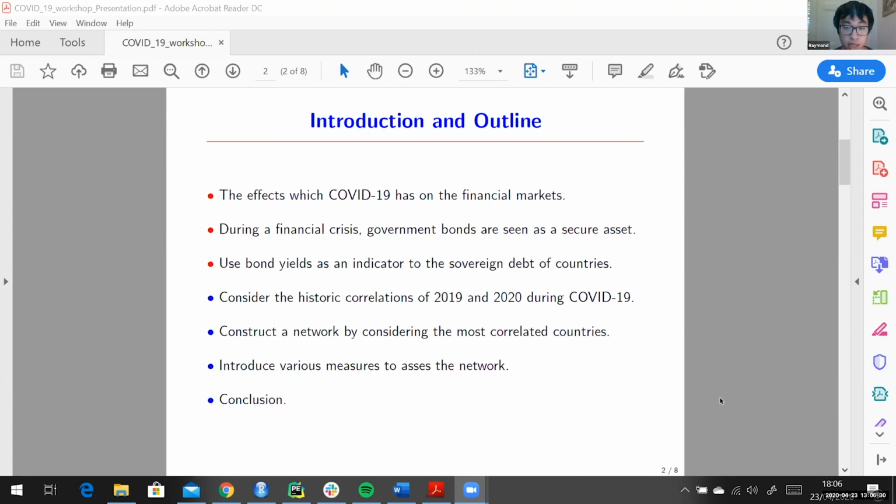These are bonds which the government issues, which people are allowed to purchase. And these government bonds have a yield, which determines the return on that bond after a certain maturity. This can potentially be a good indication of sovereign debt, of the financial health of that country. We're going to be looking at the correlations of those yields, particularly within 2020, during COVID-19, and comparing that to 2019.